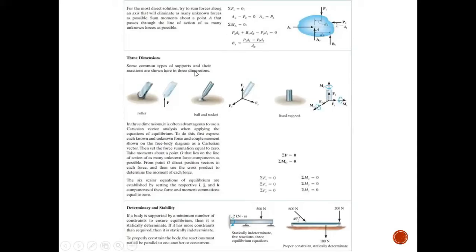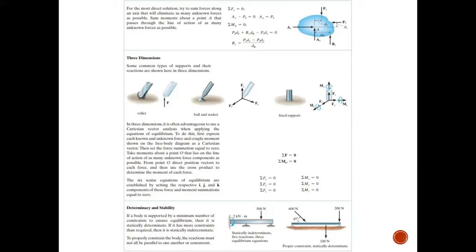Some common types of supports and their reactions are shown here in 3 dimensions. There are examples such as roller, ball and socket, and fixed support. So these are the free body diagrams of these examples. And in 3 dimensions, it is often advantageous to use a Cartesian vector analysis when applying the equations of equilibrium.